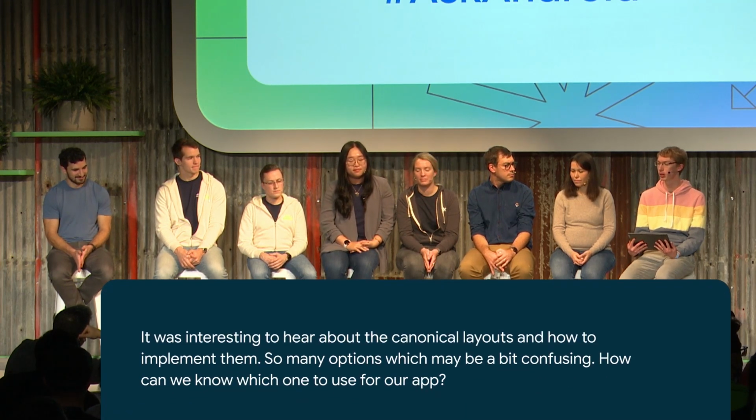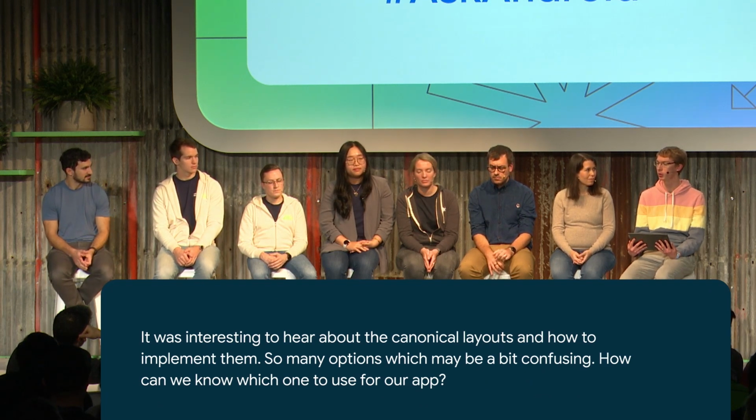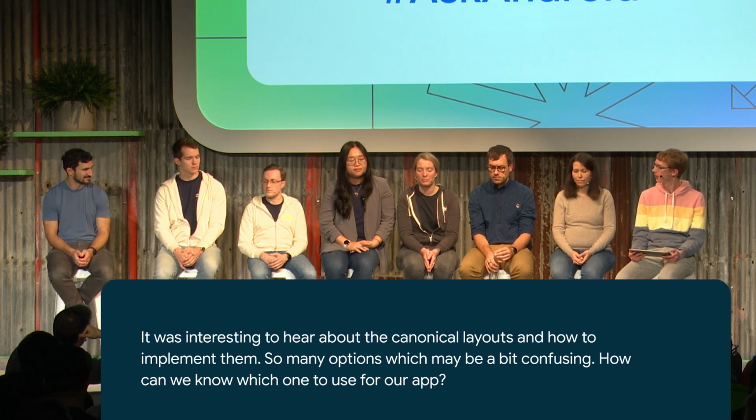We have another question now. We talked a lot about canonical layouts today. So the question is, it was interesting to hear about canonical layouts and how to implement them. So many options, which might be a bit confusing. How can we know which one to use for our app?